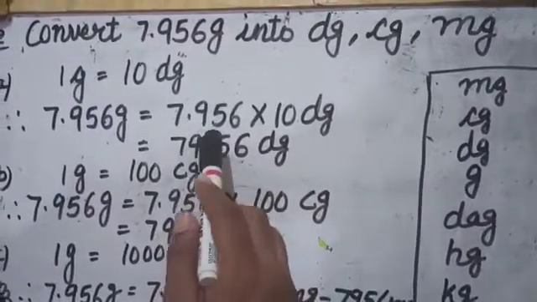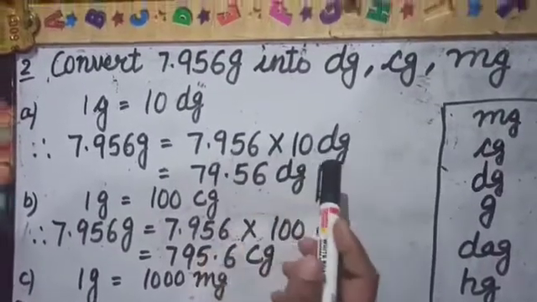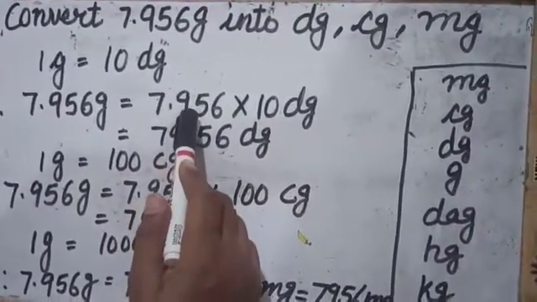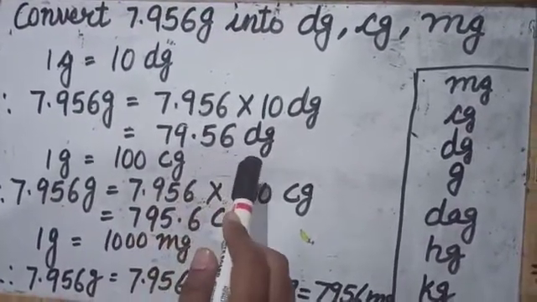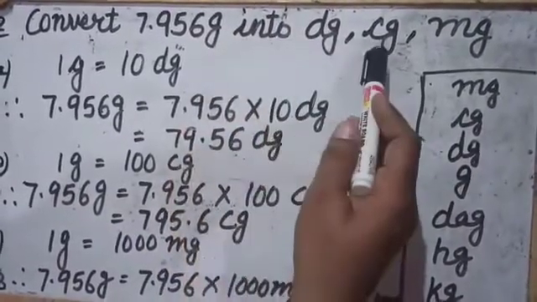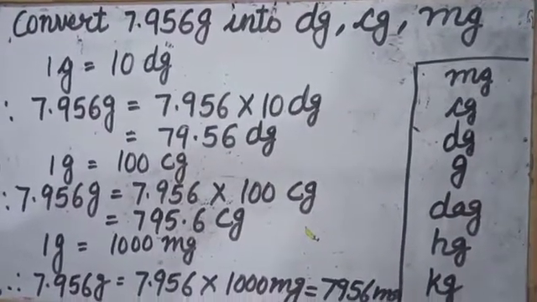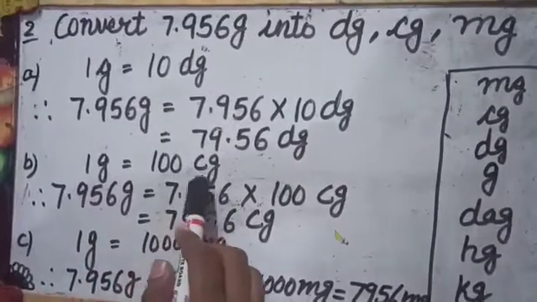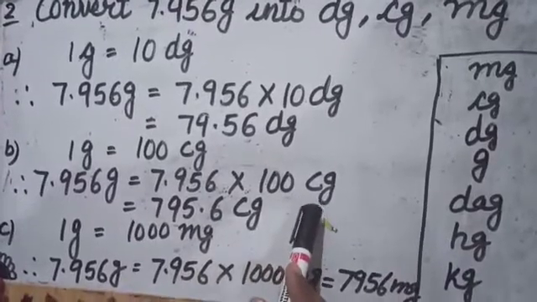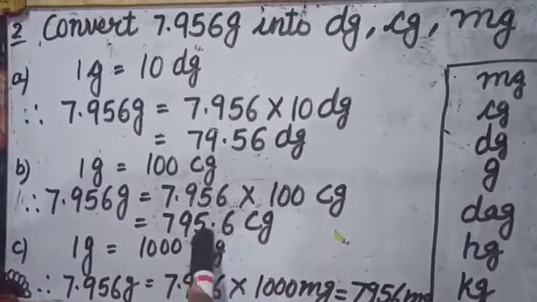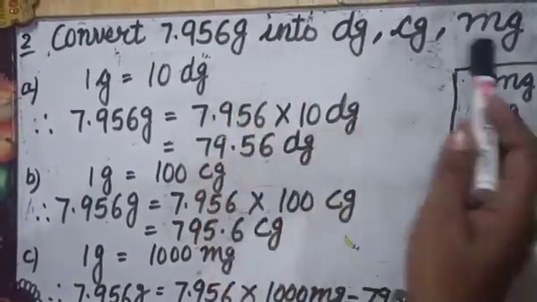Now when we multiply any decimal number by 10, 100 or 1000, we shift the decimal to the right. So this decimal will be shifted to the right by one step. So the answer is 79.56 decigrams. Now we are converting grams into centigrams. Now grams to centigram, how many steps we have crossed? 2 steps. So 1 gram equal to 100 centigrams. So we multiply 7.956 by 100 centigrams, and the answer is 795.6 centigrams.